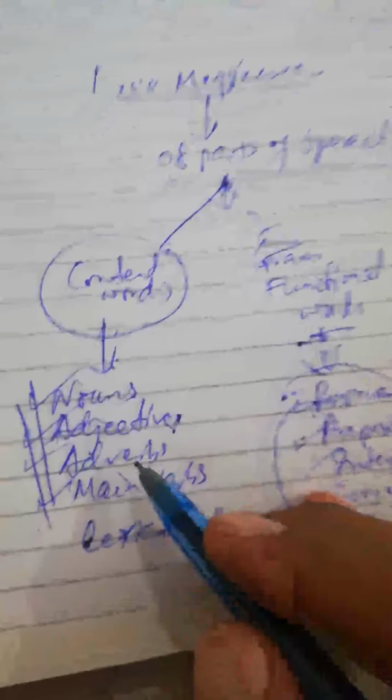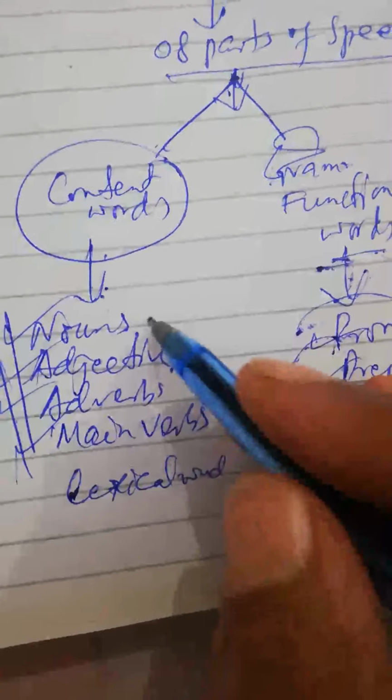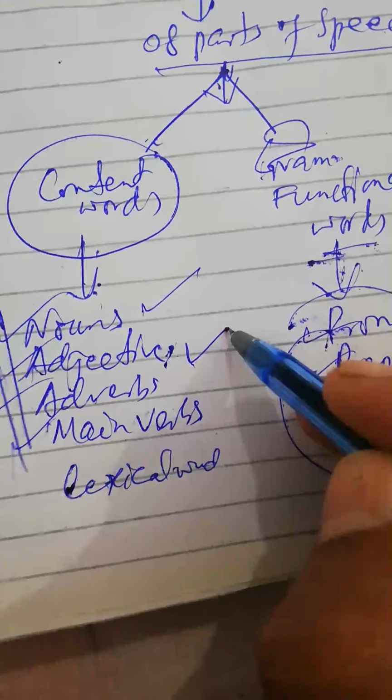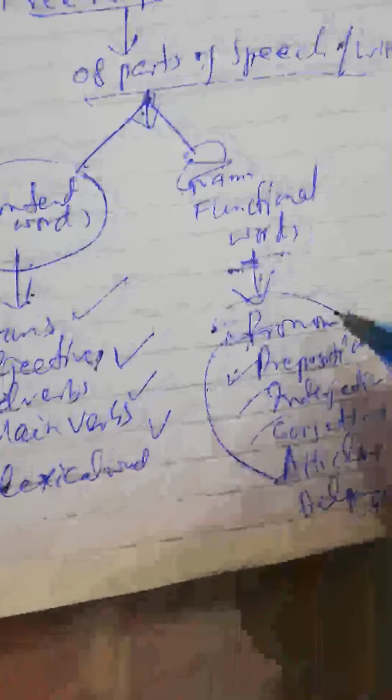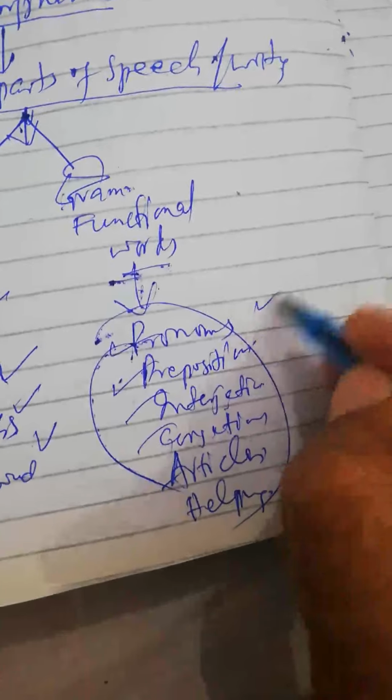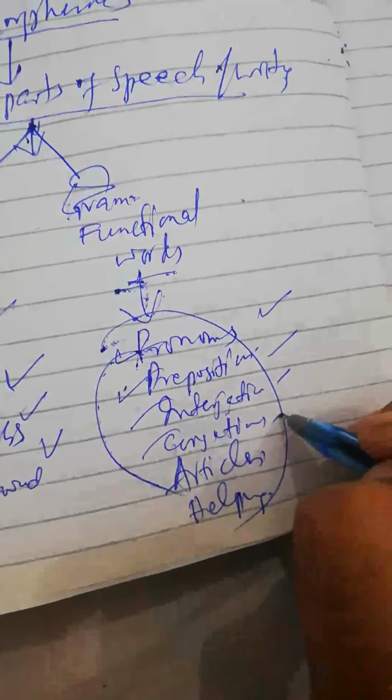In contrast with free morphemes, bound morphemes will not have any of these titles. They will neither be nouns, nor adjectives, adverbs, main verbs, etc. Neither will they be pronouns, prepositions, or interjections. So if they are not any of these, they will be called bound morphemes. Bound morphemes cannot convey their meaning on their own. They have to be attached to free morphemes.